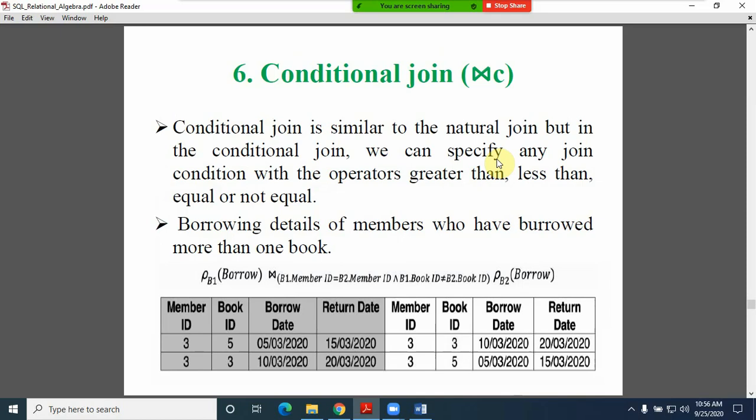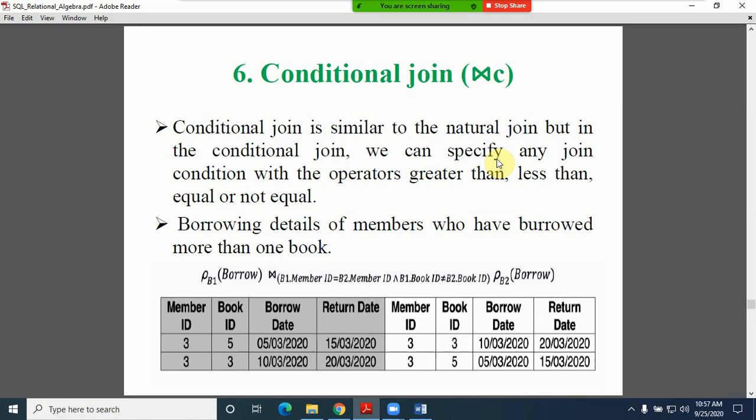And the next important thing, friends, is the conditional join. In general, while working with SQL, we have only a few joins: the inner join, left outer, right outer, full outer, like that. But in addition to those, in relational algebra we have one more join called the conditional join. Along with the join, if you are mentioning some condition, then that becomes the conditional join. Conditional join is similar to the natural join, but in the conditional join we can specify any join condition with the operators greater than, less than, equal or not equal to.